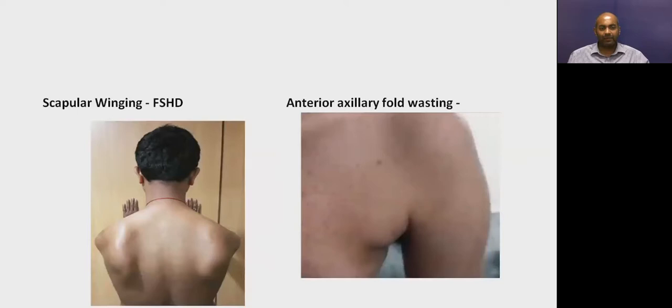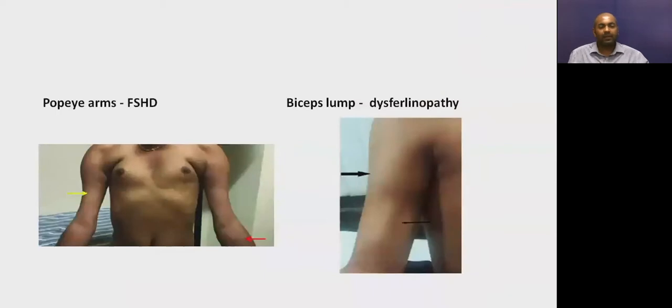Now scapular winging. We have to elicit this sign in suspected muscle disorders. Scapular winging is seen in many disorders, but commonly in facioscapulohumeral dystrophy. We can have anterior axillary fold wasting in various myopathies. We can also have Popeye arms, seen in facioscapulohumeral dystrophy. Biceps lump is where part of the biceps muscle is atrophic while part is hypertrophic. This is called biceps lump, which is seen in dysferlinopathy.